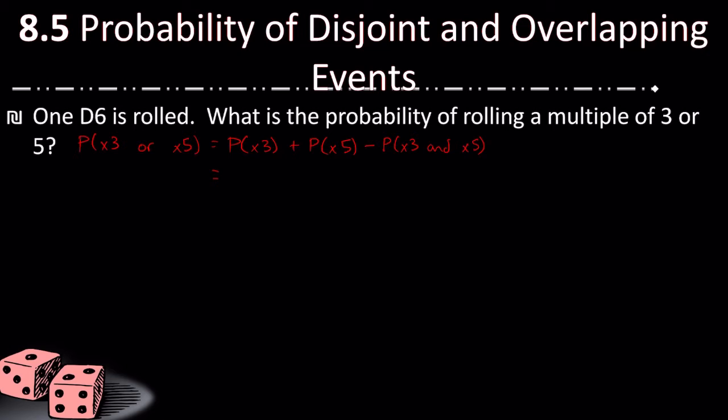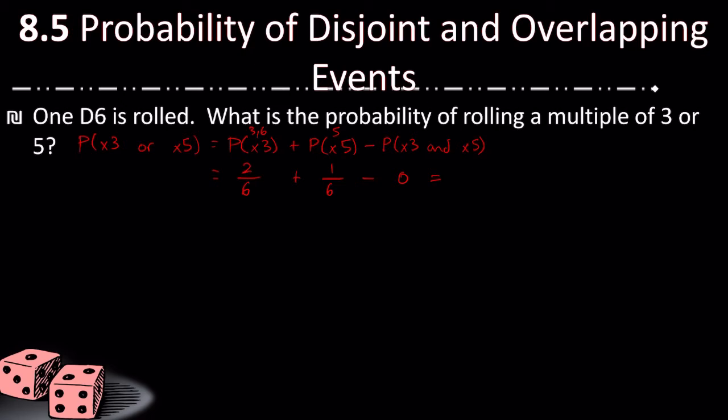So on a 6-sided die, how many sides are multiples of 3? It's 2. It's the 3 and the 6, so 2 out of the 6 sides. How many are multiples of 5? Well, just the 5, right? So that's 1 side out of 6. And how many are multiples of 3 and 5 at the same time? Well, none, because your first multiple of 3 and 5 is 15. A 6-sided die does not have a 15, so that's 0.